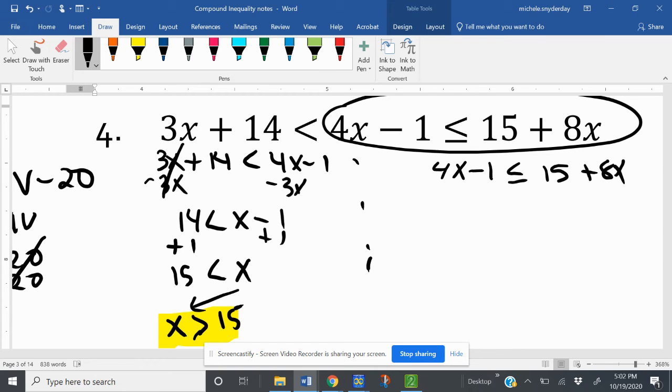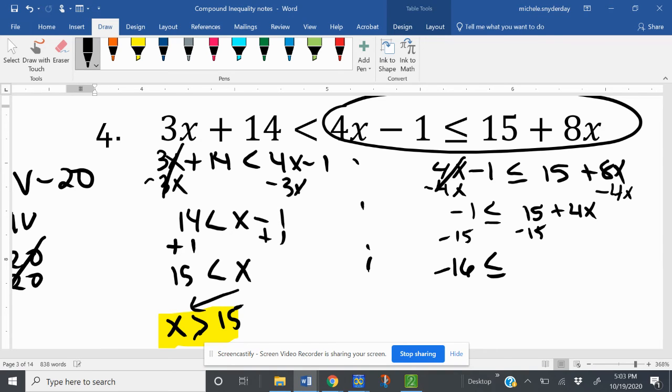Second side. Let's go ahead and subtract 4x on this one. That goes away, and I've got negative 1 is less than or equal to 15 plus 8x minus 4x, which leaves us with a positive 4x. Subtract 15 on both sides. Negative 1 minus 15 is a negative 16 is less than or equal to 4x. Divide by 4, divide by 4. Negative 16 divided by 4 is a negative 4 less than or equal to x.